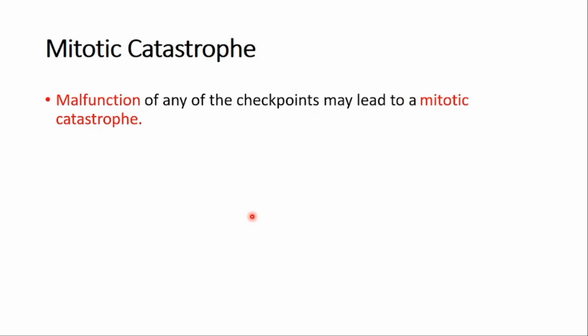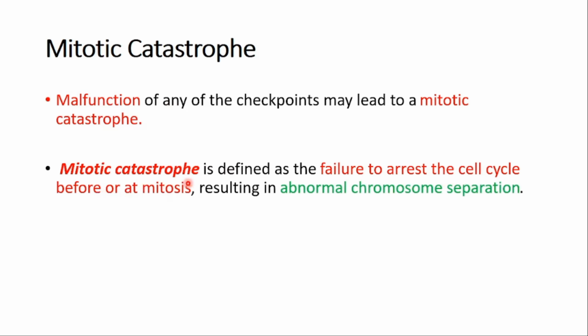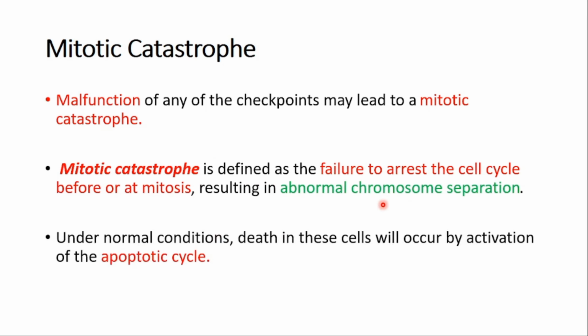The mitotic catastrophe occurs as a result of malfunction of any of the checkpoints discussed earlier. Mitotic catastrophe is defined as the failure to arrest the cell cycle before or at mitosis, resulting in abnormal chromosome separation. Under normal conditions, death in these cells will occur by activation of the apoptotic cycle. So when an abnormal chromosome separation occurs, under normal conditions, the apoptotic cycle is activated and the abnormal process is terminated.